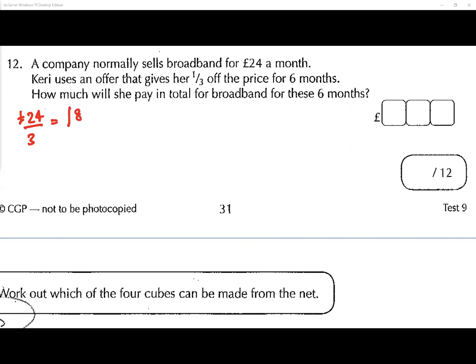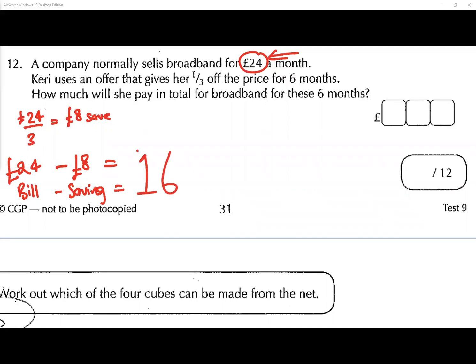8. £8. So how much does she save a month? £8. £8 a month. How much does she have to pay a month? £24. So if you've got a £24 bill and you're not paying £8, how much are you actually paying then? £26. Remember, it's 24 minus 8. It won't give you 26, it'll give you 16. Are you happy with the answer? Yeah. Okay, so she's paying £16 a month now.